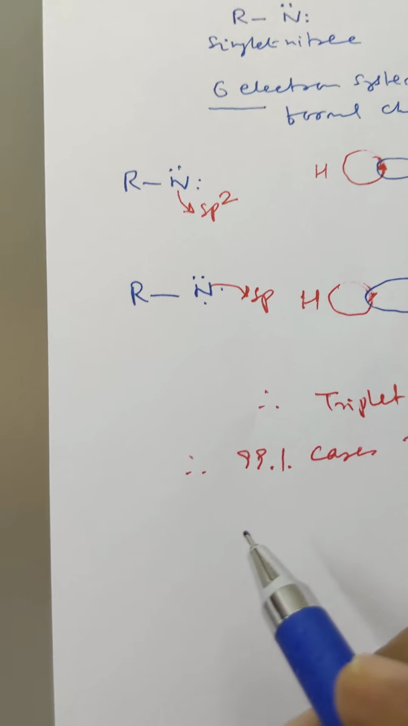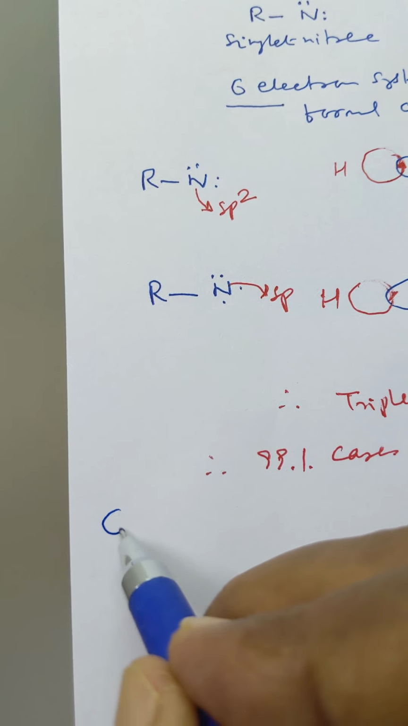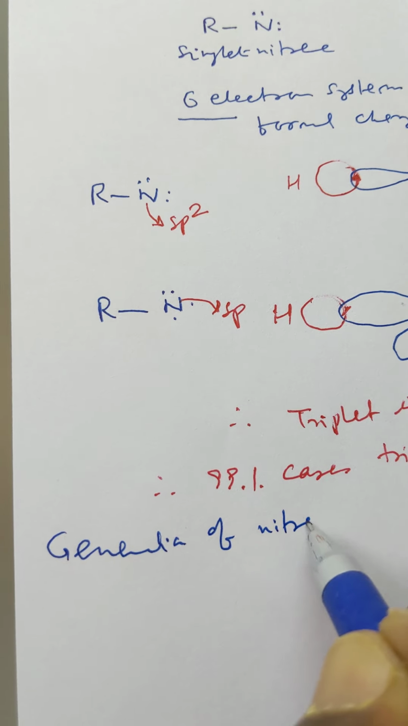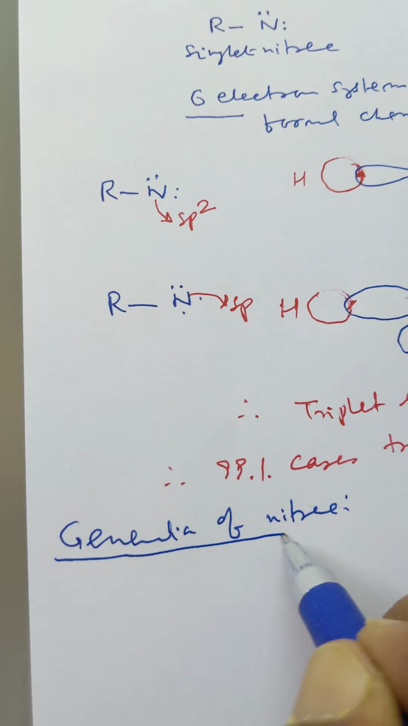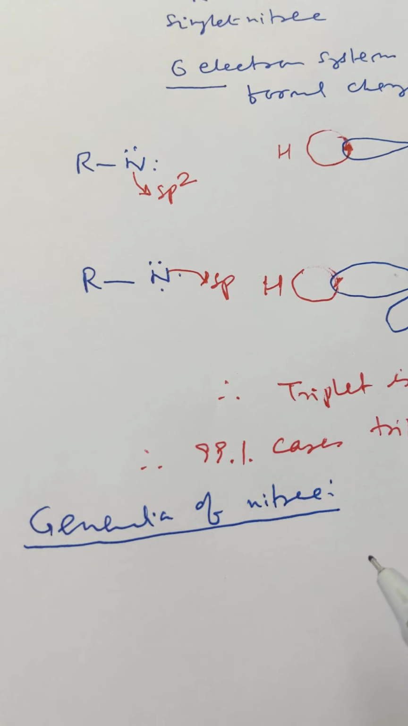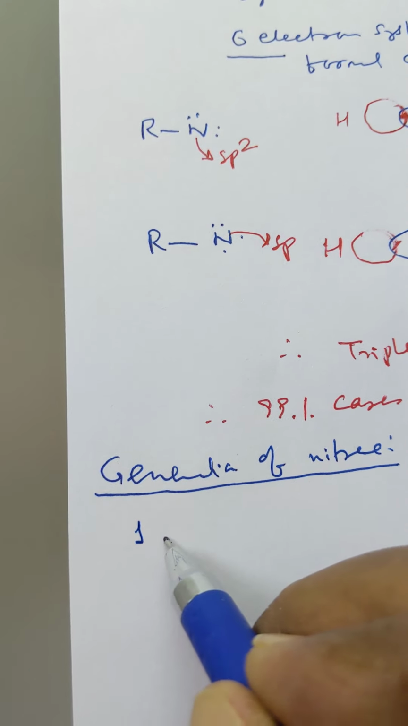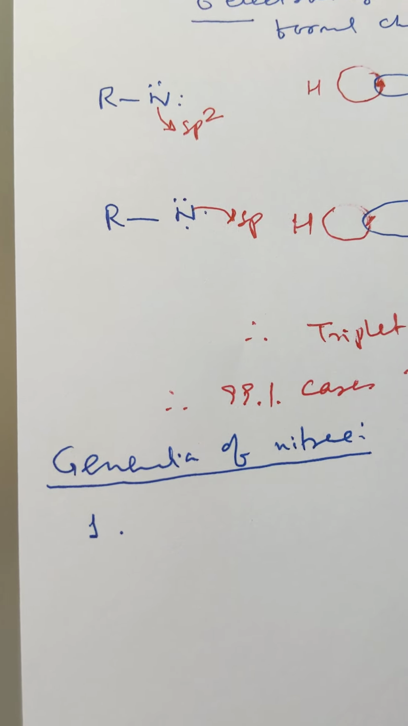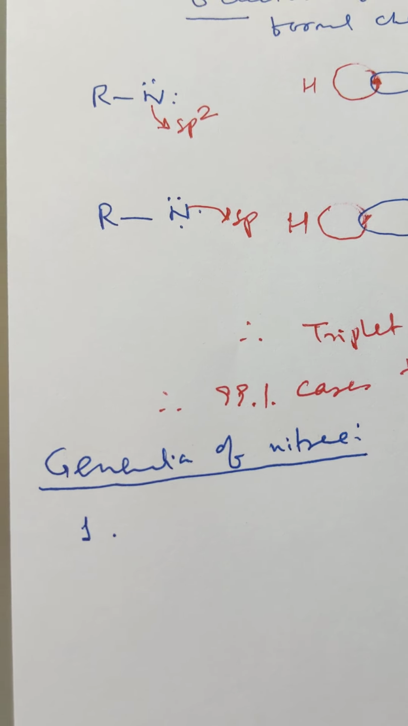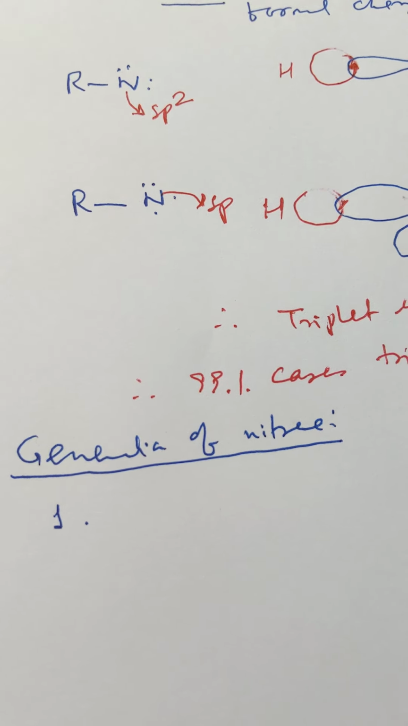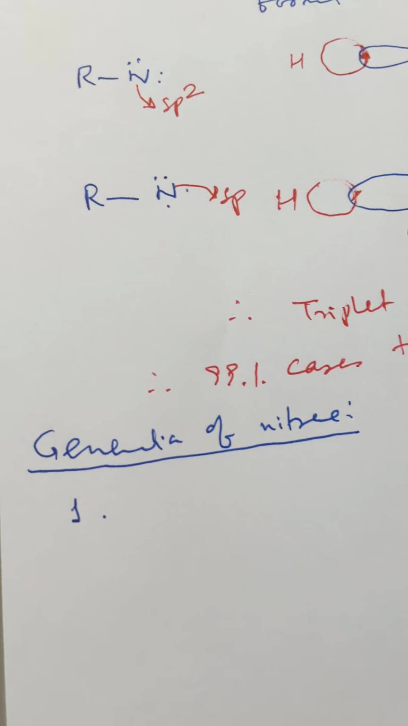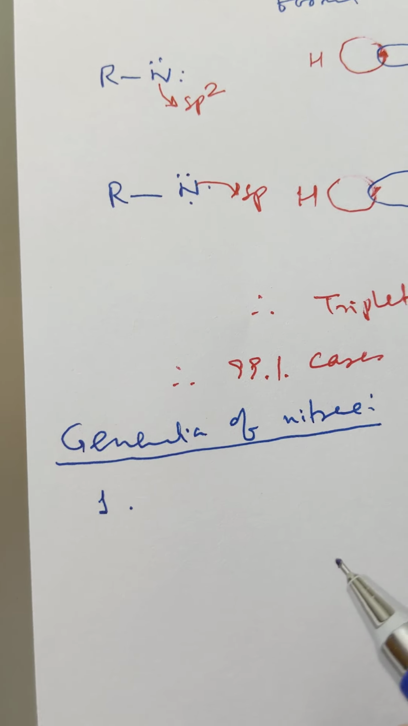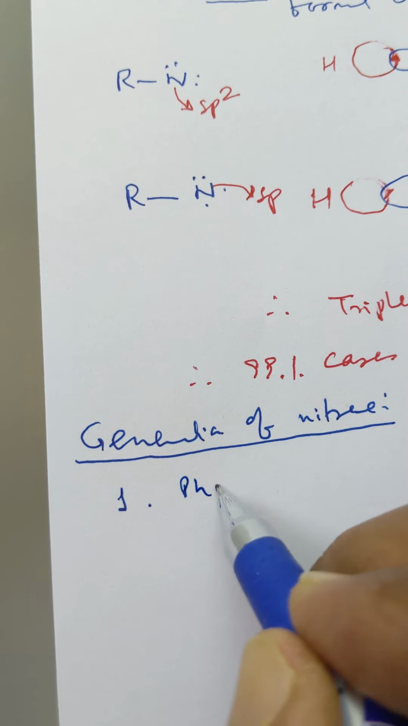Okay, now come to how they are formed. Generation of nitrene. How nitrenes are formed. Nitrenes are formed basically by photolysis and thermolysis, that is the pyrolysis method. Sometimes they are formed by alpha elimination with a base, if we are using a base as catalyst. The most common method of formation of this is photolysis.